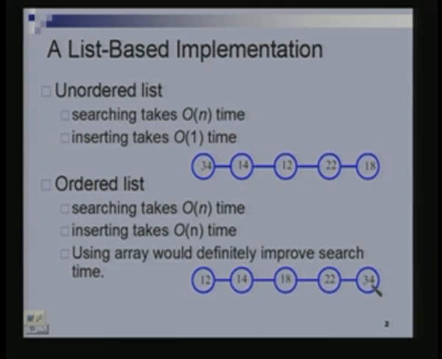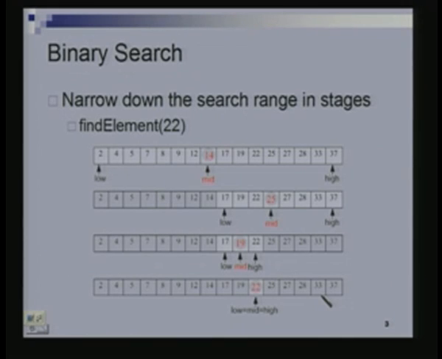If you use an array, searching can improve, right, and we have seen how to do this. We use binary search to do that. So, if you put the elements, which are ordered, in an array, then we can do binary search to find the element in logarithmic time, log n time.